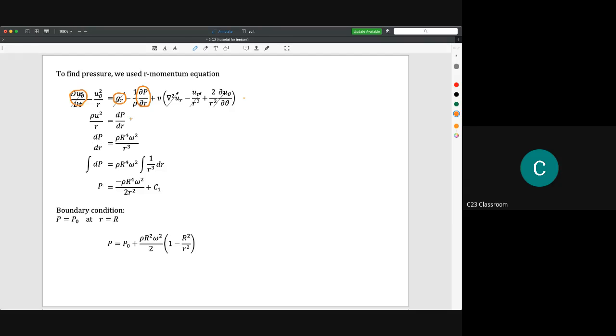We bring the r here to the left hand side, and then we integrate. So finally we will get this one, and then after integration we get the constant value. We substitute the boundary condition, and finally we could calculate the pressure as this one. So this comes from the integration of your Navier-Stokes equation.